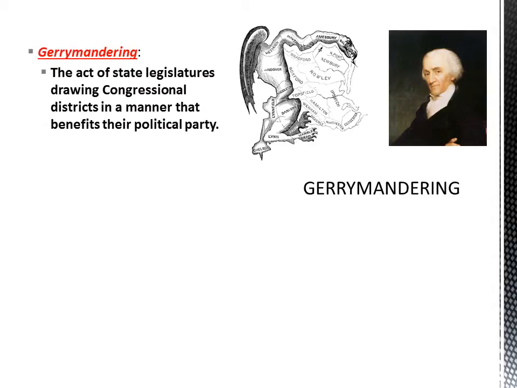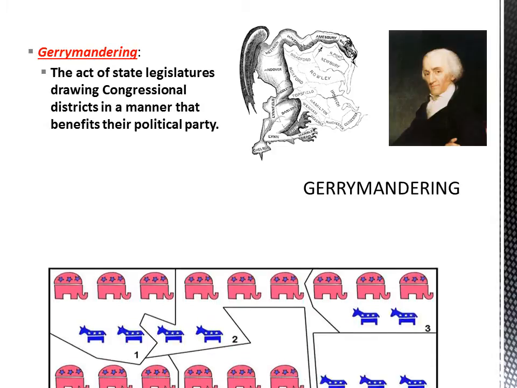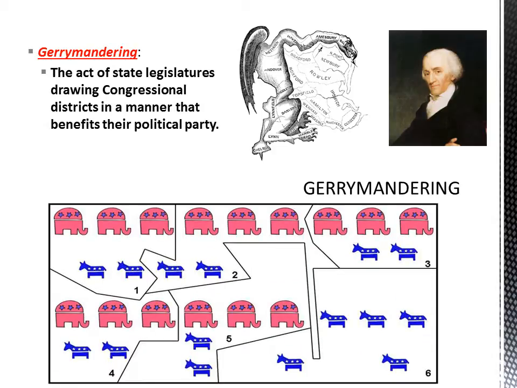Gerrymandering is the act of state legislatures drawing their congressional district lines in a way that they know will give their dominant political party an advantage in future elections. This is happening throughout the country as they use census data to determine where conservatives and liberals live in the state, and then draw lines that reflect those political differences.